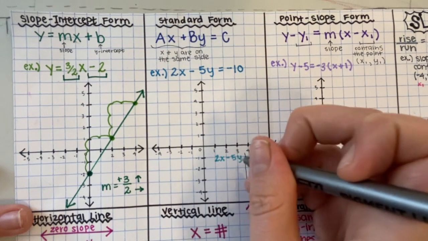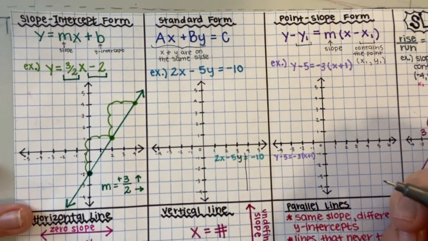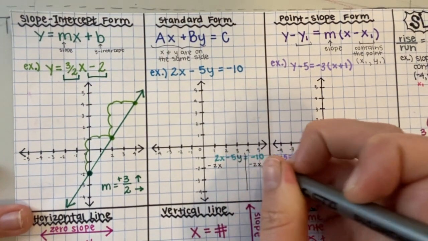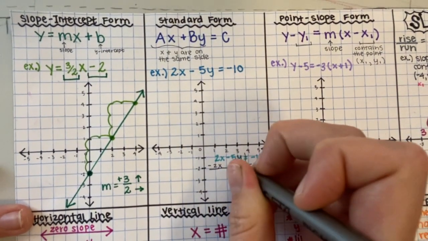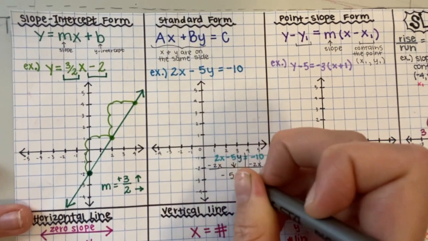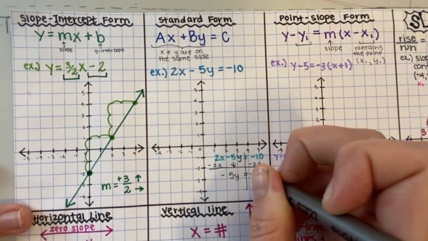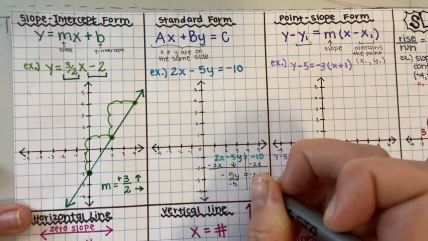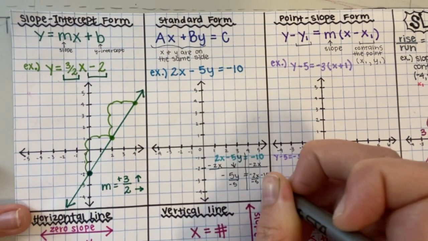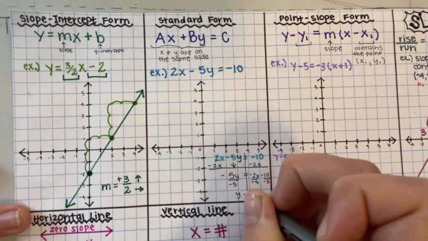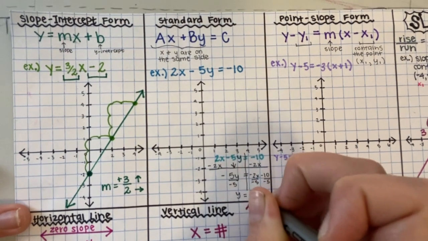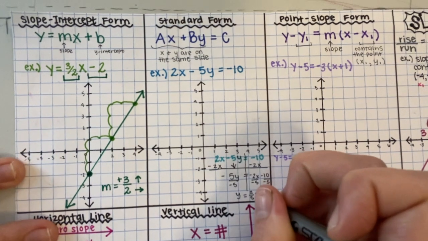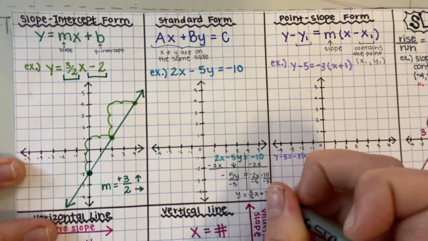So if I'm solving for y, we're trying to get y on a side by itself. So I'll subtract 2x from both sides. I'm going to bring down my -5y. -2x minus 10. I'm going to divide both sides by -5. And I'm going to get y equals +2/5 because it's a negative divided by a negative, so that just makes it a positive, plus 2.